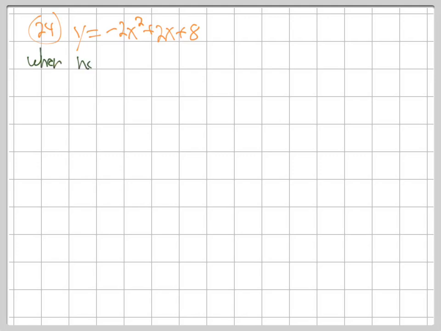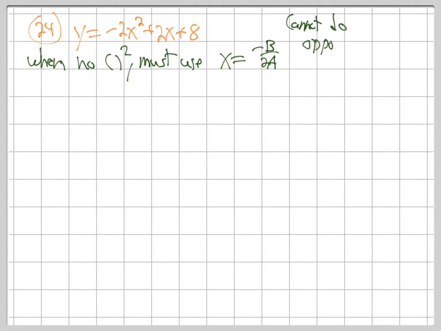when there's no parentheses squared, we must use x is -b over 2a, right? So we can't do opposite same. When there's no parentheses squared, we cannot do opposite same. Instead, we must use x is -b over 2a. Do you see what I mean?